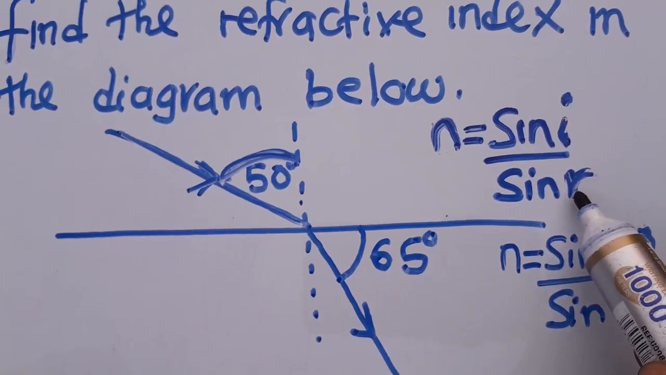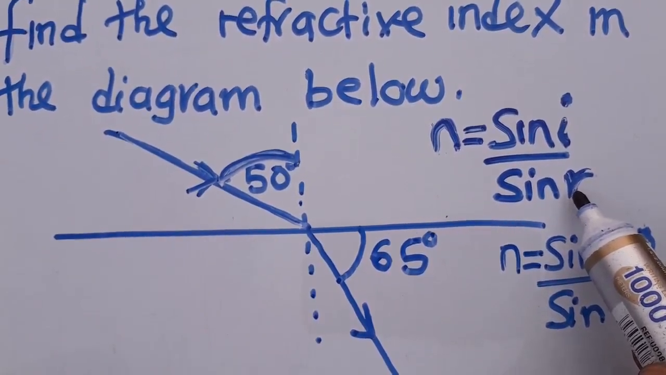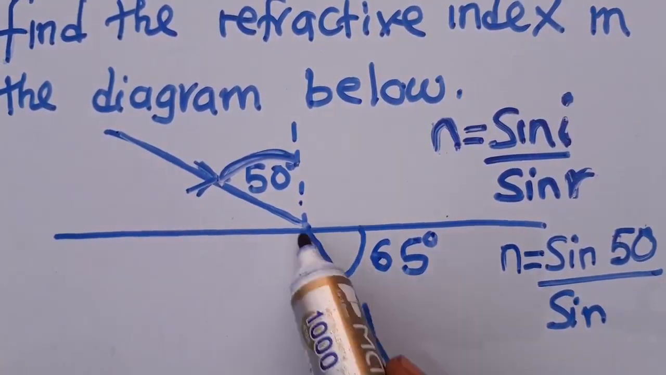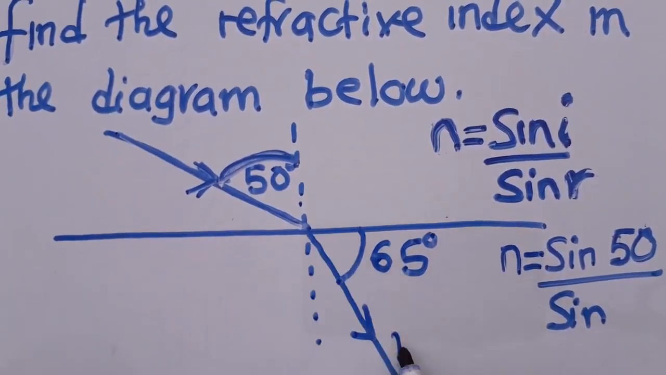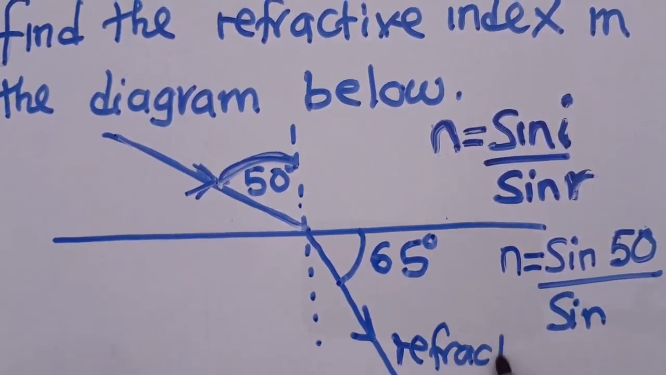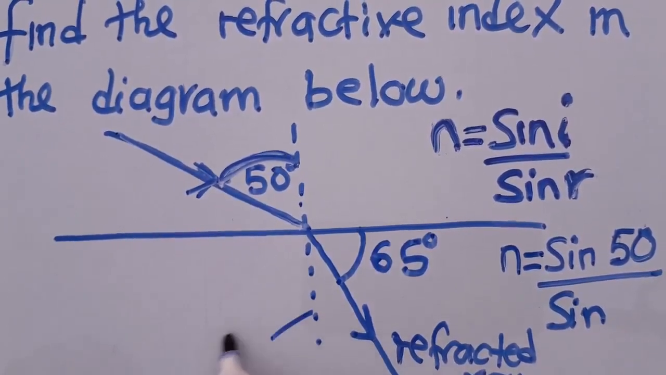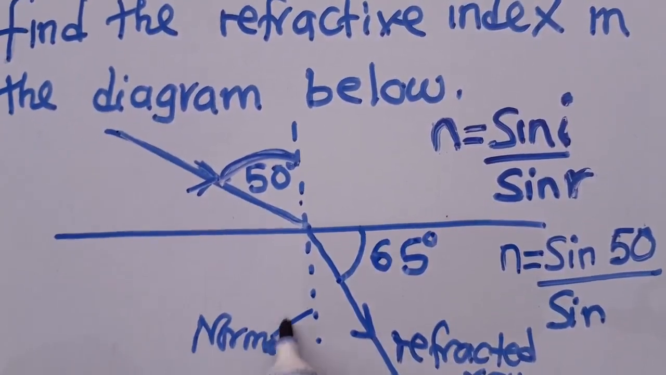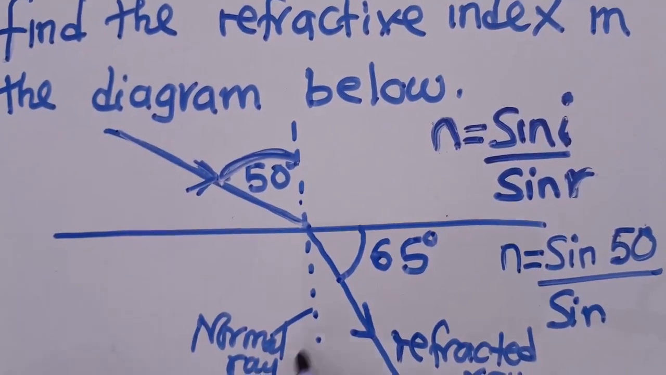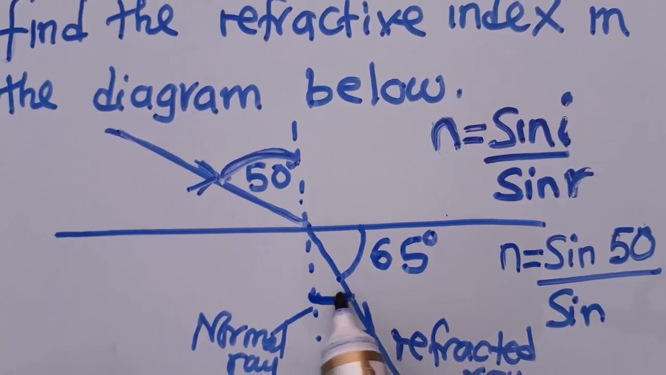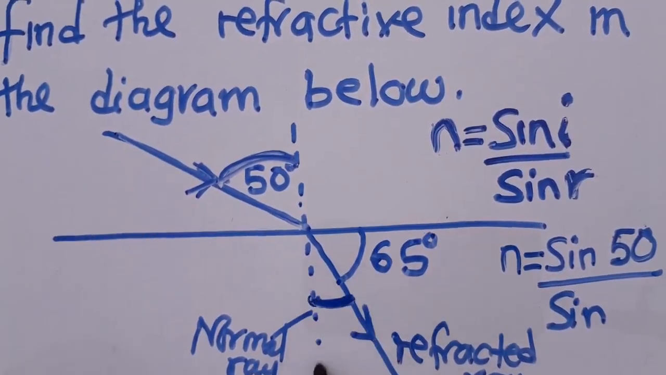sine of what? The angle of refraction. Where is the angle of refraction located? The angle of refraction is located between the refracted ray, which is what we call a refracted ray, and the normal ray. So it is between the refracted ray and the normal ray. It is between this. Have you seen? So it is here. This is the angle that we want to find.